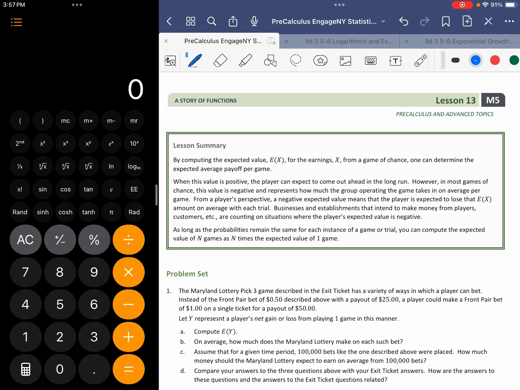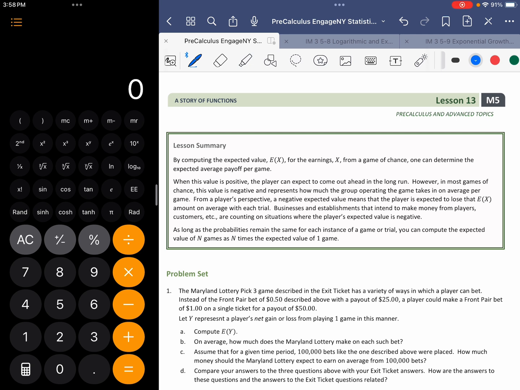From a player's perspective, a negative expected value means that the player is expected to lose that amount on average with each trial. Businesses and establishments that intend to make money from players are counting on situations where the player's expected value is negative. And if you've ever heard the phrase that the house always wins, that's often how casinos make their money: they have expected values that are created in favor of whoever's operating the game.